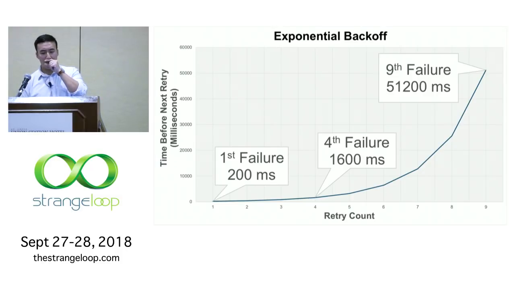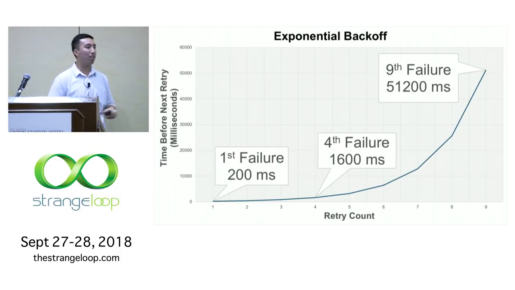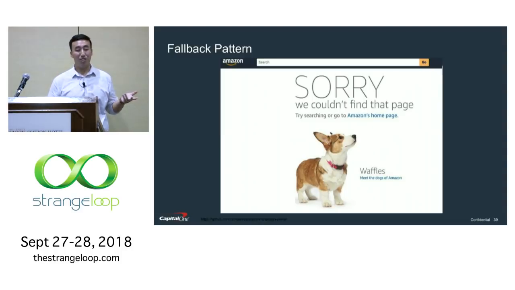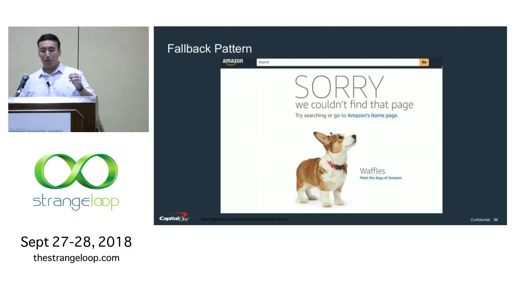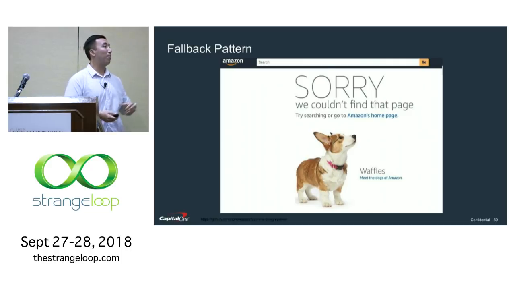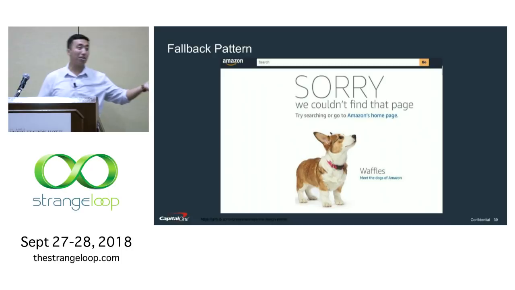But in the meantime, while our dependencies are down, you're probably asking, well, what do we do then? We have a fallback pattern. Do you guys remember Waffles? I hope you do. He's really cute. Fallback pattern is when we return a stubbed response. That may be by way of having cute images on your 404 page, or that might be a way of returning data stored in a cache.